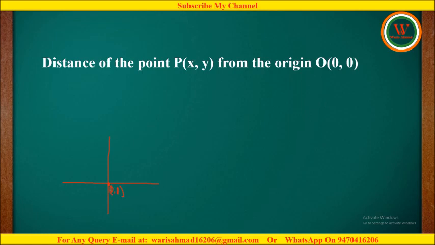Suppose we are having a point P whose coordinate is x and y. And suppose we are going to find the distance of this point from the origin. To find the distance OP, we can use the formula OP equals the square root of x square plus y square. Directly we can use this formula to find the distance of a point from the origin.